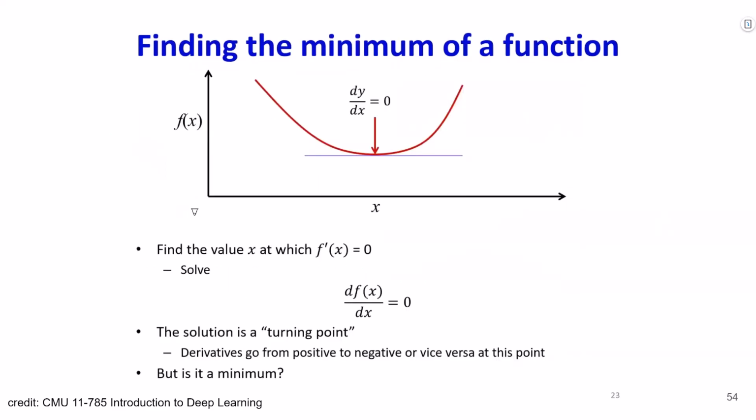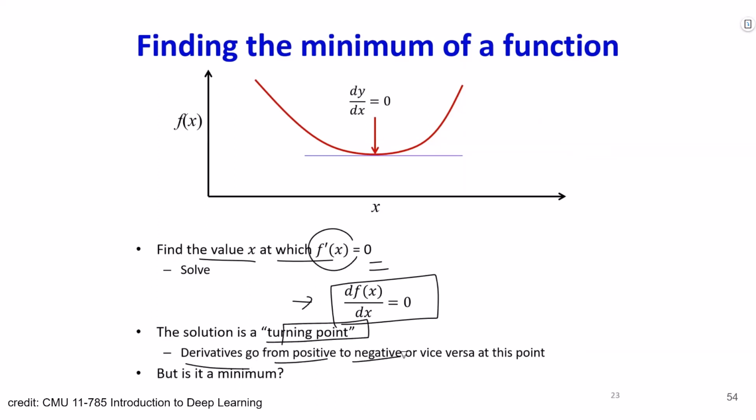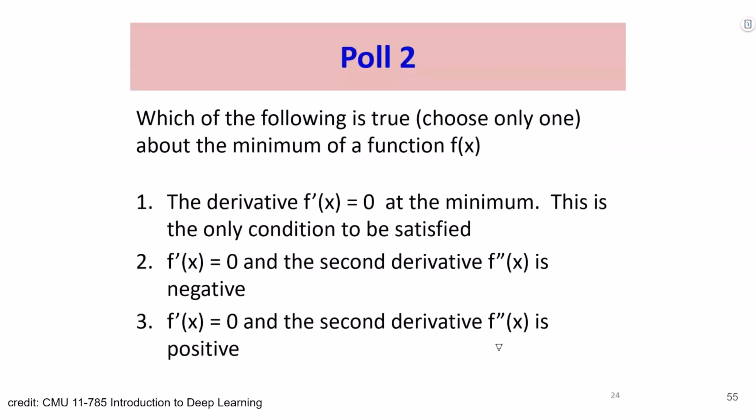And how do you find the minimum of a function? You can find the value x at which f'(x) is 0, because at the minimum point, the derivative equals 0. And we're going to solve this equation to find candidate x values. The reason why I'm calling these values candidates is because the solution of this equation produces turning points. The derivative goes from positive to negative or vice versa at this point, and it is not necessarily a minimum. And this is the second question I want to give you. Please think about it for a moment and move on.